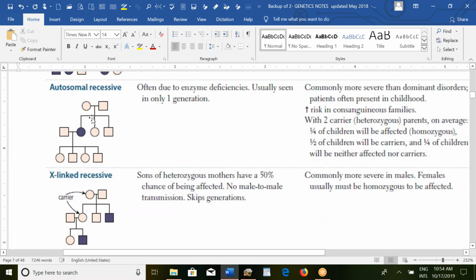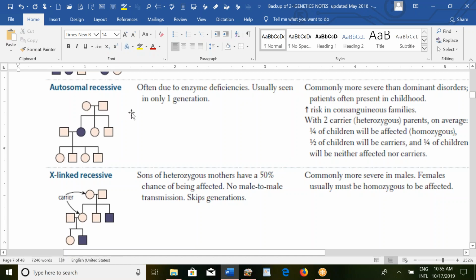The second mode of inheritance is autosomal recessive. Here you can see they both are fine. They produce more children, so they both were carriers. That's why one baby is affected and three are unaffected. Then in the next generation, nobody has expressed this disease.